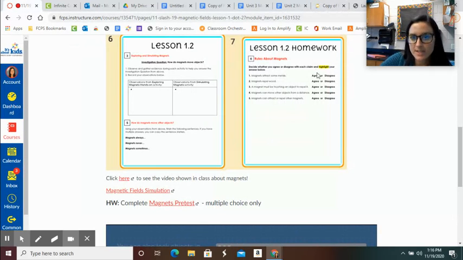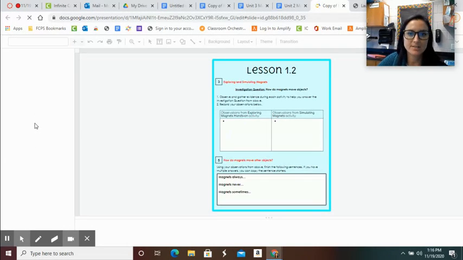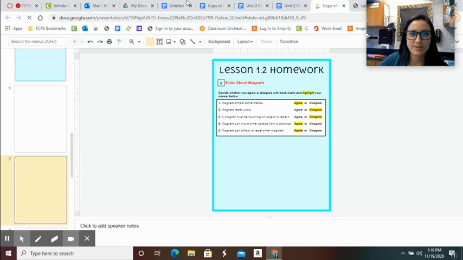The other thing we did was this homework slide, and it went over some rules about magnets and helped us reflect on the other activities. And I will show you. We went over each rule as a class, and people got to type in the chat if they agreed or disagreed. And so this is what we came up with.